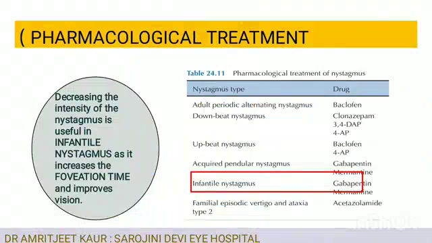Pharmacological treatment. Many pharmacological agents like phenobarbital, sedatives, muscle relaxants like baclofen, and other GABA mimetics like gabapentin and memantine have been used, especially in infantile nystagmus, to increase the foveation time. However, long-term usage of these results in side effects, and hence they are used only as a supportive treatment.